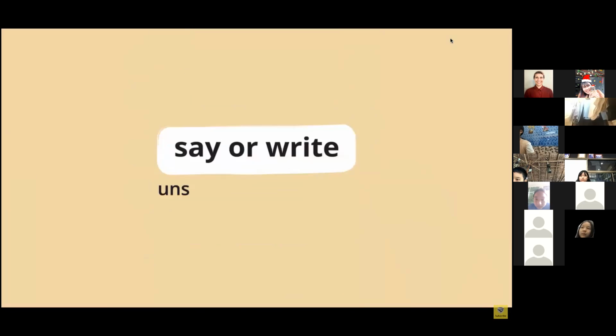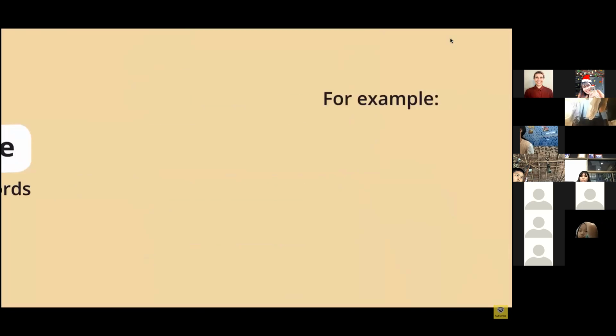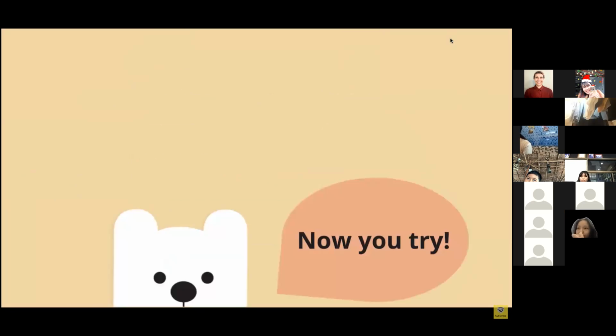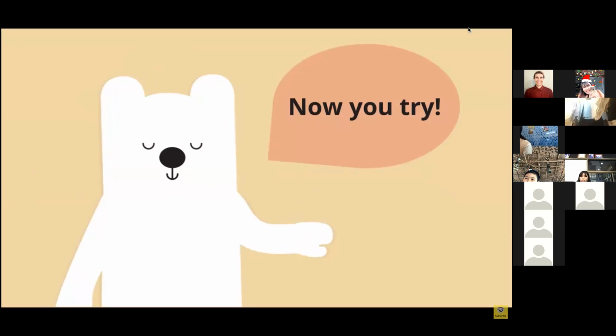Look at the picture and unscramble the words to make a sentence. Say or write the sentence. For example, the apple is red. Now you try.